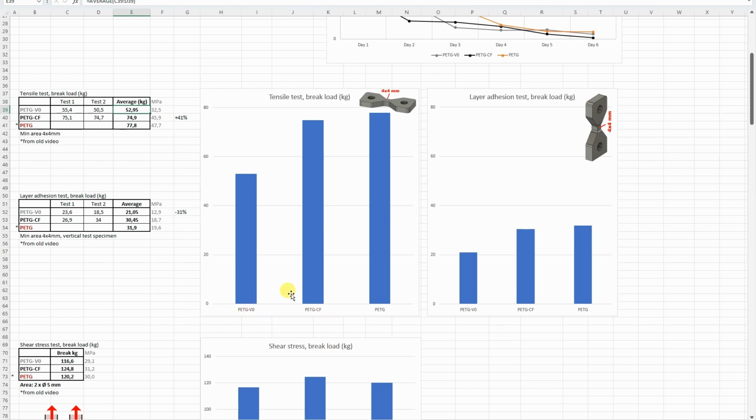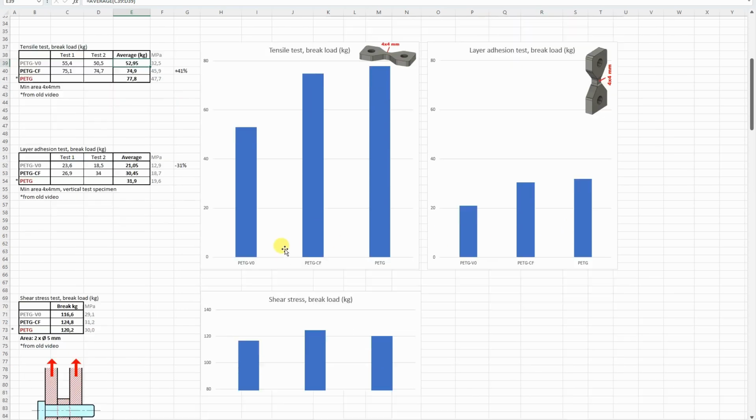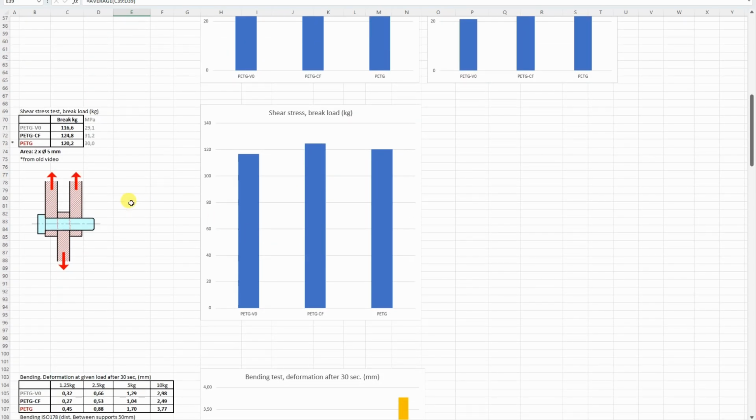was V0. And the same scale I have here for the layer adhesion test, objects printed vertically. And here again, the V0 was the weakest compared to the other two, which were very similar. The shear stress, I'm thinking to stop to measure the shear stress, because almost with every filament I got very similar data, between 110 and let's say 130 kilogram break load.